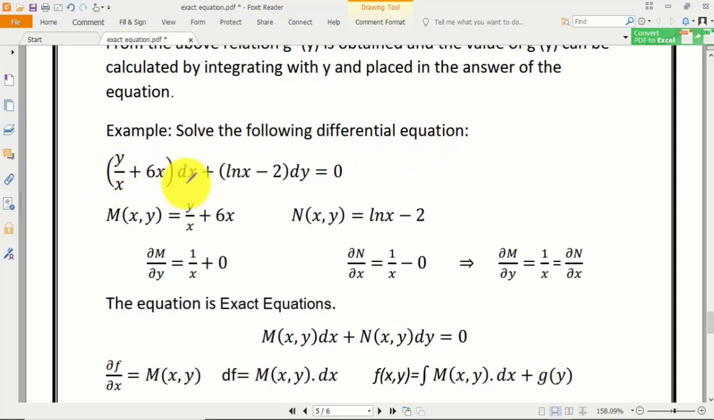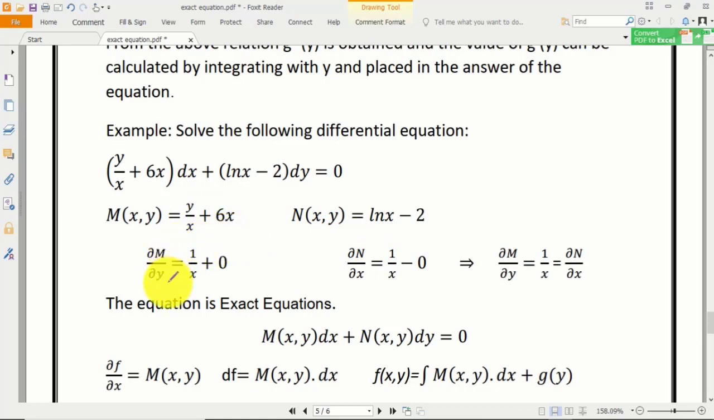You're asked to solve this equation: (y over x plus 6x) dx plus (ln x minus 2) dy equal to 0. The first and most important step is to check whether this is an exact differential equation or not. In this equation, the coefficient of dx, M, is y over x plus 6x, and the coefficient of dy, N, is ln x minus 2. Then I take the derivative of M with respect to y, and the derivative of N, the dy coefficient, with respect to x.